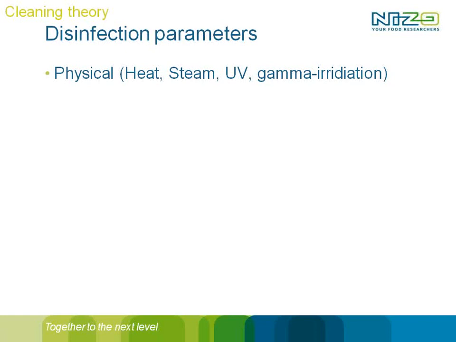First, you have the so-called physical disinfection, and it could be heat or steam, UV, gamma irradiation that can be applied to inactivate or reduce the amount of bacteria. What we do see is that, especially for the dairy, we mainly see a chemical way of disinfection. Later on I have an overview of different means, different chemicals that can be applied for chemical disinfection.